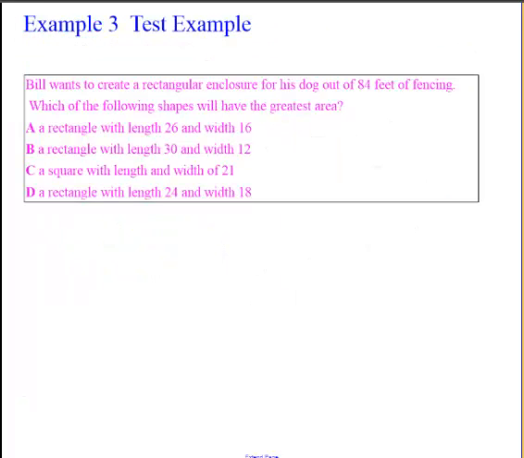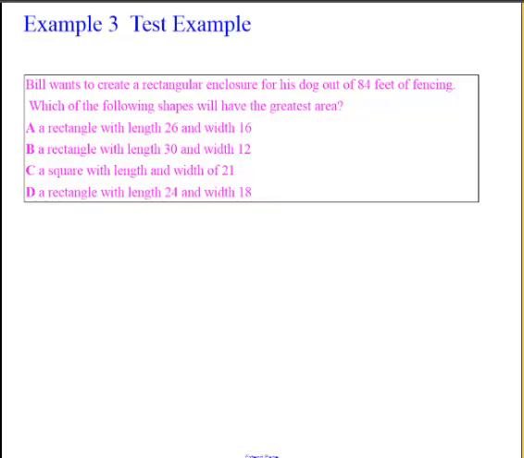Okay, let's move on to example 3, a test example item. Bill wants to create a rectangular enclosure for his dog out of 84 feet of fencing. Which of the following shapes will have the greatest area? So to solve this problem, we are going to have to take each answer choice and find the area and see which one would be the greatest one.